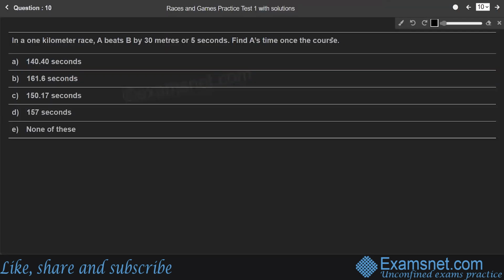Question number 10. In a 1 kilometer race, A beats B by 30 meters or 5 seconds. Find A's time over the course. So students, we'll consider a 1 kilometer track first. Here A beats B by 30 meters, which means A reaches the destination first and B is somewhere such that the distance between A and B is 30 meters. That means B has covered 970 meters at that time.